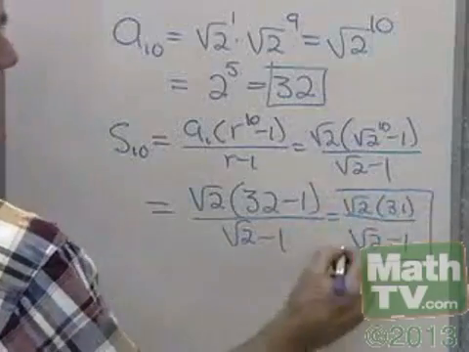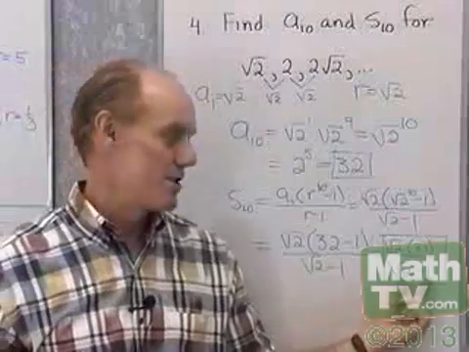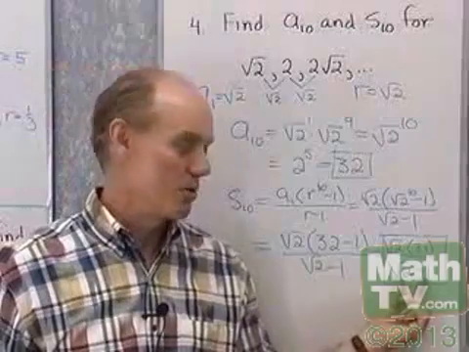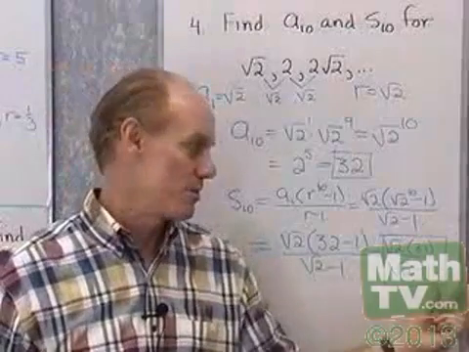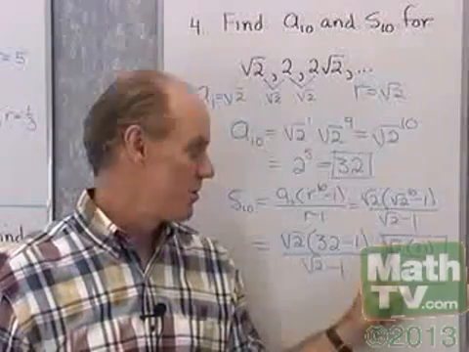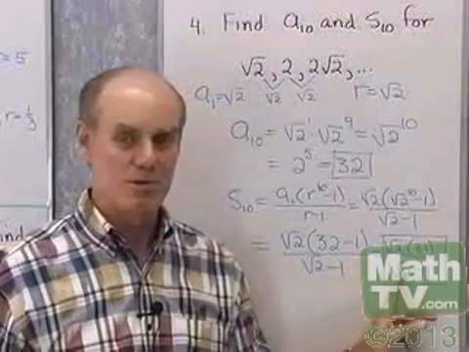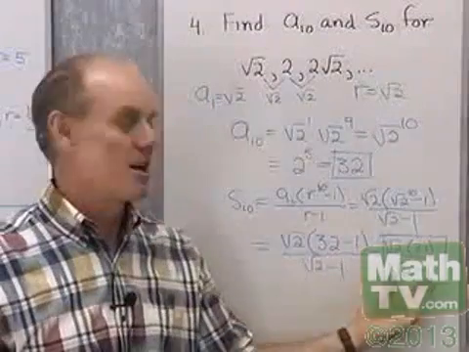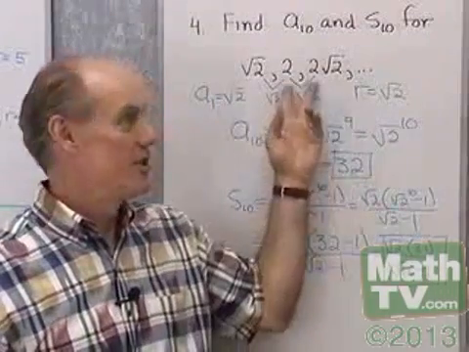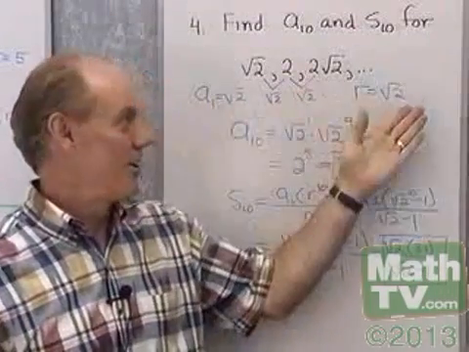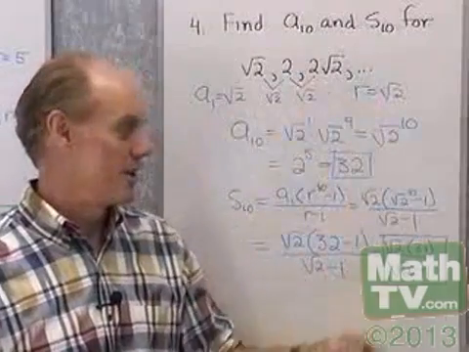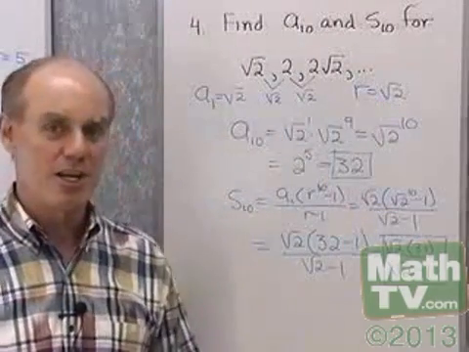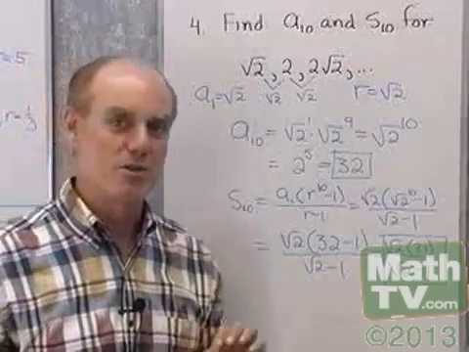I'm just going to leave it like that. We could, if we wanted to, rationalize this denominator by multiplying by square root 2 plus 1 over square root 2 plus 1, but I just want to leave it like this, square root 2 times 31 over square root 2 minus 1. That is not a nice looking formula, but that is the sum of the first 10 terms of this sequence. If I write out all 10 terms and add them all together, I'm going to get the thing that's equivalent to that.